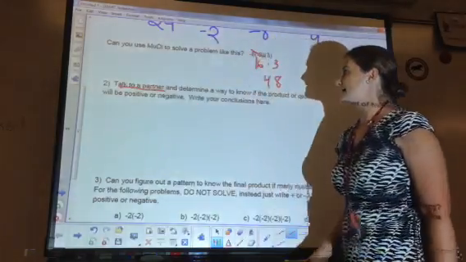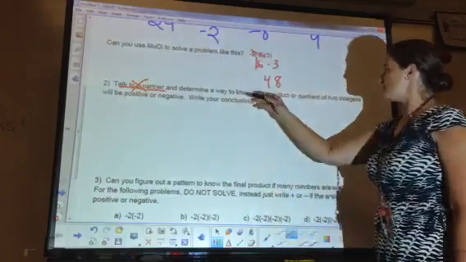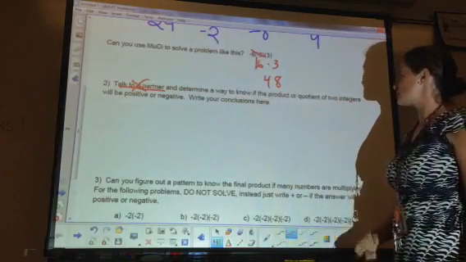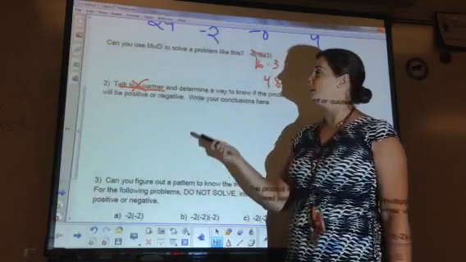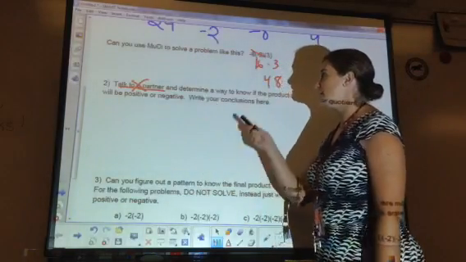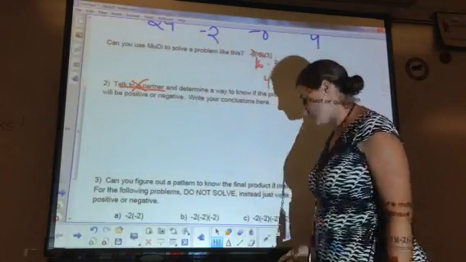So forget about this, talk to a partner. We're going to do that in class. Determine a way to know if you think the product or a quotient of 2 integers will always be positive or negative. What do you notice about that? Whether they'll always be positive or negative. I want you to do it by yourself. In class, you'll have your partner.